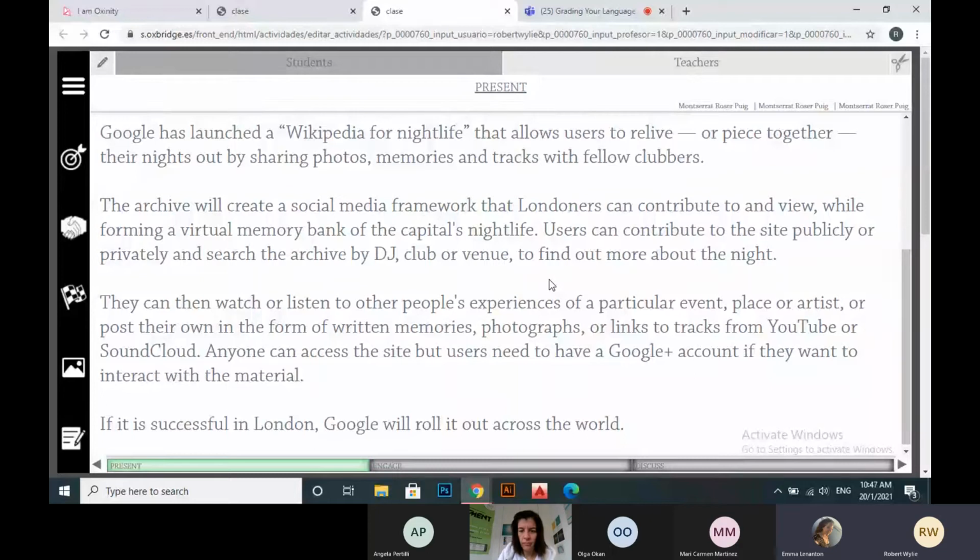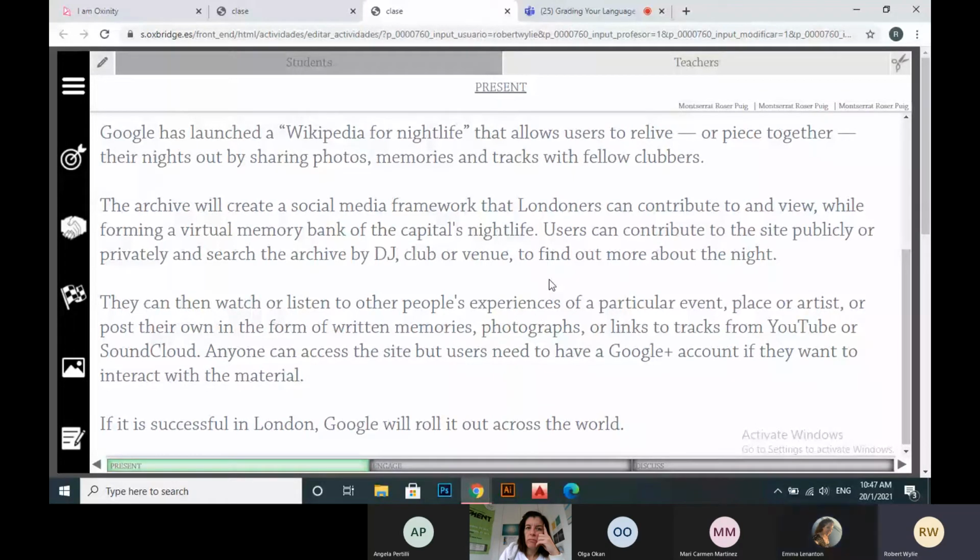People, to imagine. Yeah. Because piece together, we just need something. Or relive. I mean, maybe relive would be okay. Yeah, we can keep it in there. Their nights out by sharing, that's fine, photos, memories, and tracks with their fellow clubbers. I'm not sure if they would know fellow clubbers. No, I think you could say, for example, with other people in the club, yeah, if you wanted to.